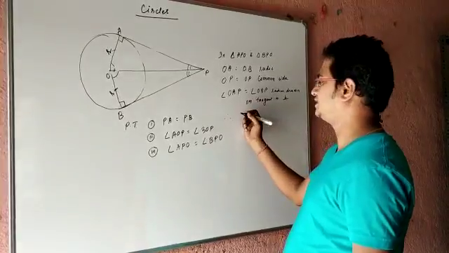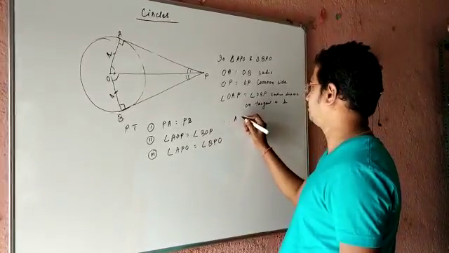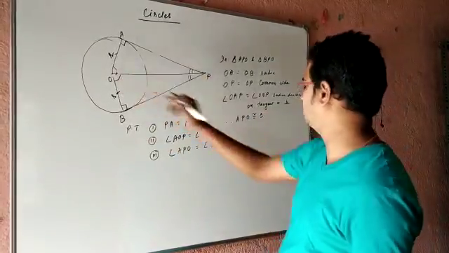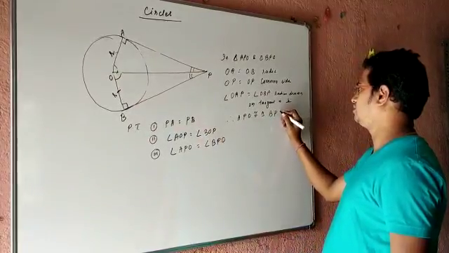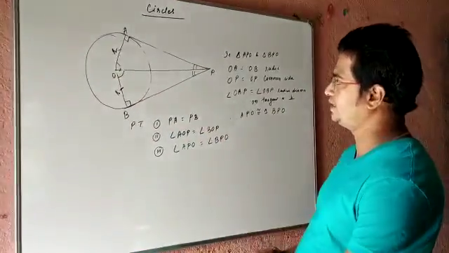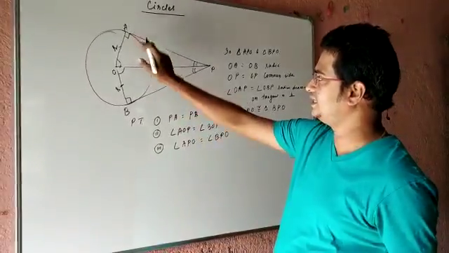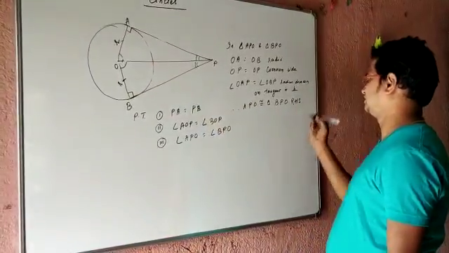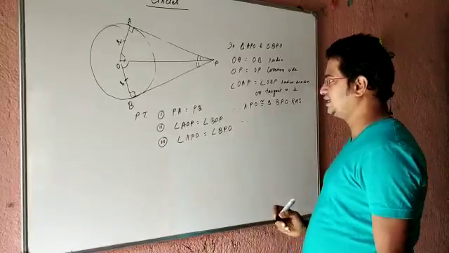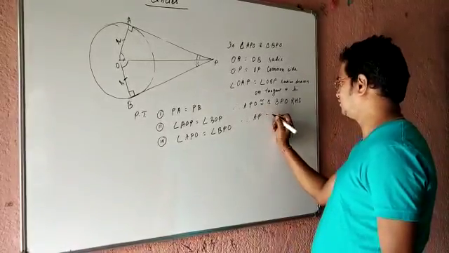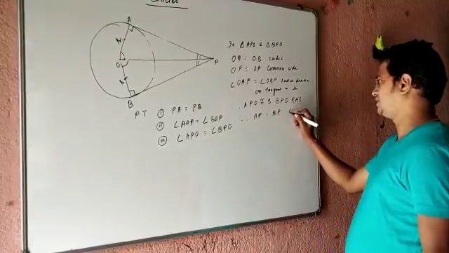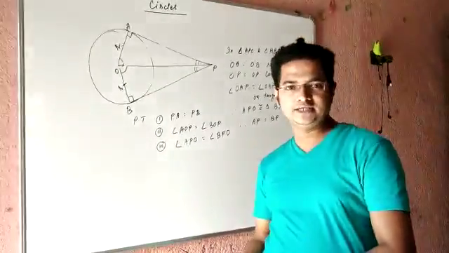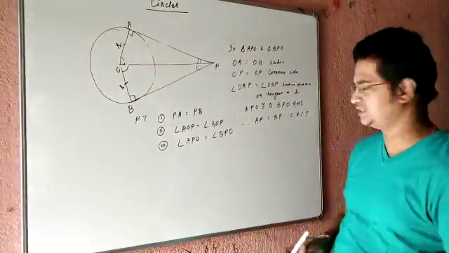From here we can say that triangle APO is congruent to triangle BPO, and the property will be RHS: 90 degree, hypotenuse and one side. So the property is RHS. Therefore from here we can conclude that AP is equal to BP by CPCT. You know that when two triangles are congruent, their corresponding sides and corresponding angles are also congruent.